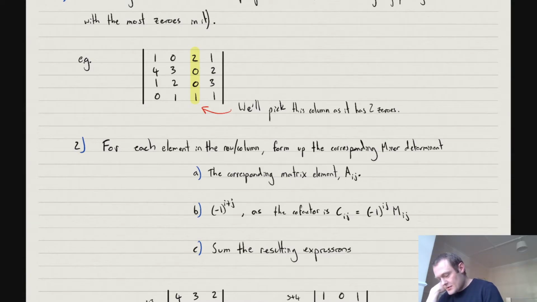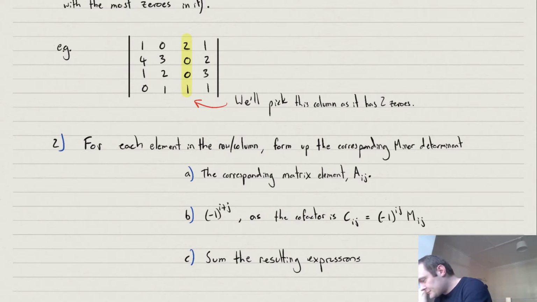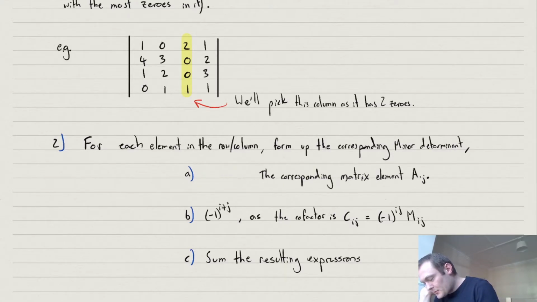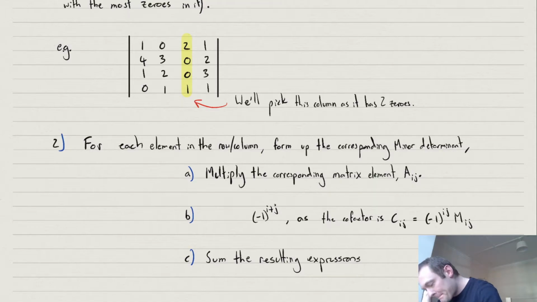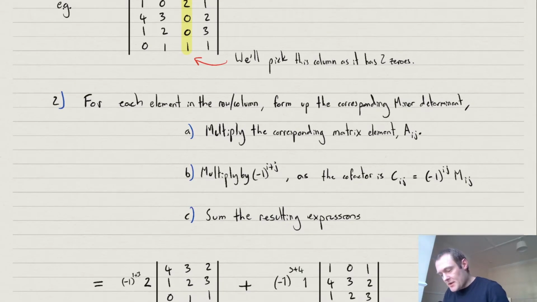then we need to multiply it by the corresponding matrix element. We need to multiply also by this factor of -1 to the i plus j. And then we'll sum them up.